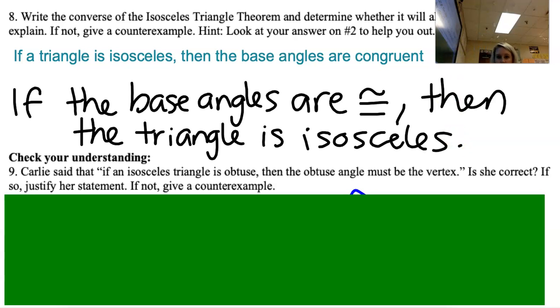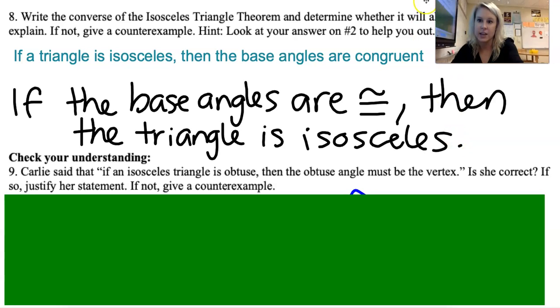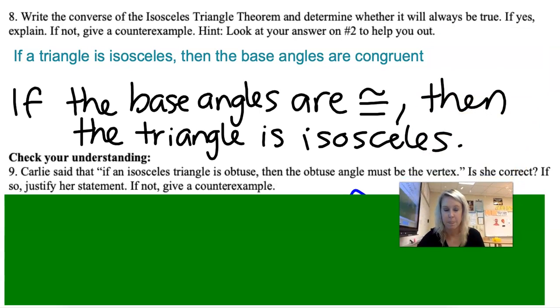Okay? So again, a converse is just saying it backwards. So first we said if a triangle is isosceles, then the base angles are congruent. The converse of that is if the base angles are congruent, then the triangle is isosceles, and yes, that is always true. Okay? So the converse is always true.